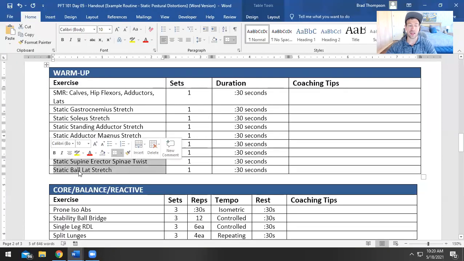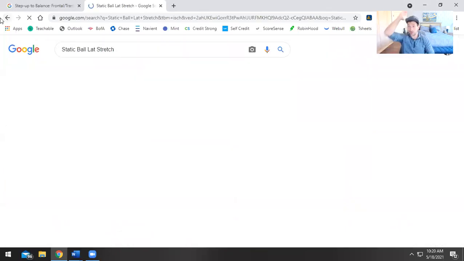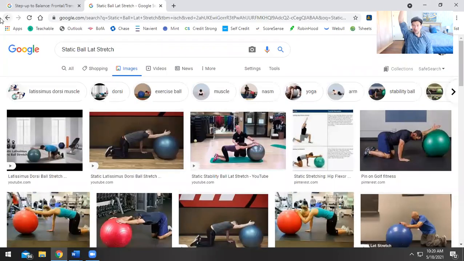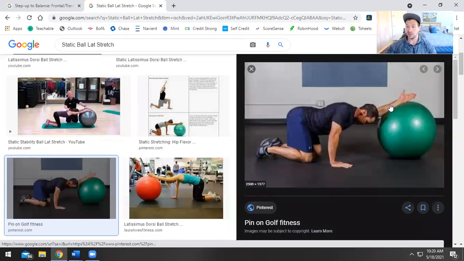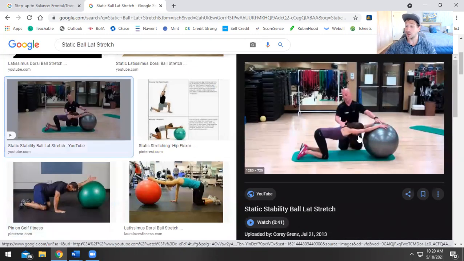And then a ball lat stretch. Remember, your lats are in charge of this. So we're going to stretch it by going like this. Basically you're just going to take your hand on a ball, and that's going to give you a nice deep stretch in that latissimus muscle. You can do it on both if you want, right? What we're just seeing here.